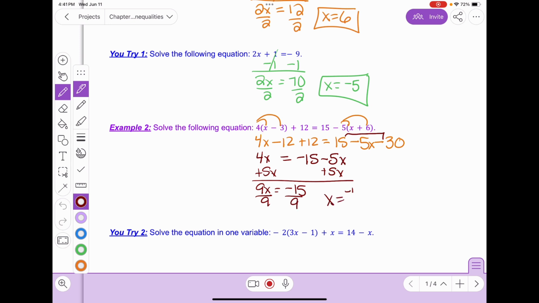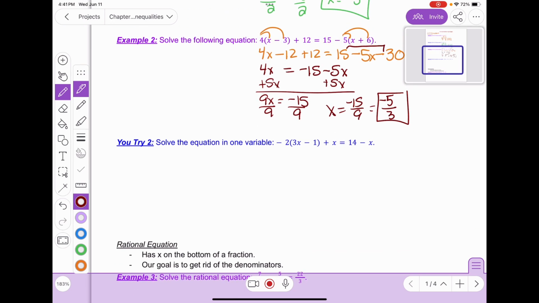And you get negative 15 over 9. And those are both divisible by 3. So that reduces to negative 5/3. So x would equal negative 5/3. So why don't you pause the video and do the you try.